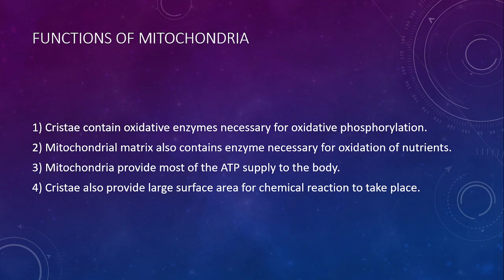We can see the functions here. Cristae has the oxidative enzymes that are needed for oxidative phosphorylation. This is the very reaction by which adenosine triphosphate or ATP is produced. And the mitochondrial matrix also contains enzymes necessary for oxidation of nutrients, specifically the beta oxidation of fat, the TCA cycle, etc. This topic has already been talked about, and cristae also provide a large surface area for this chemical reaction to take place.